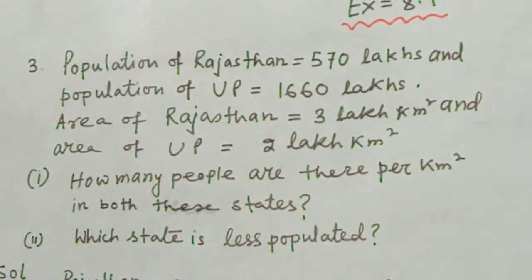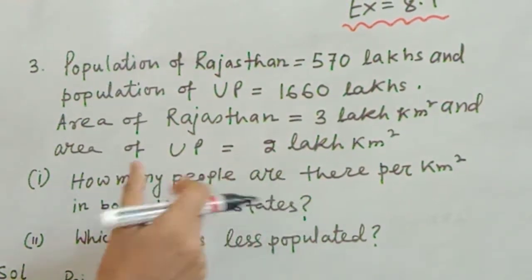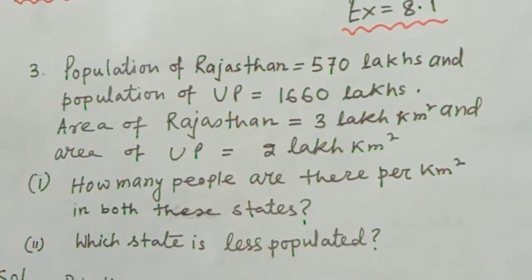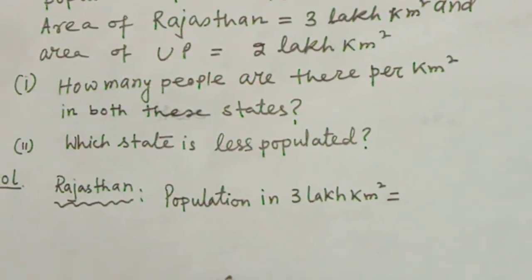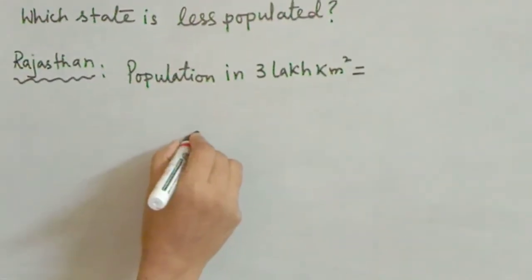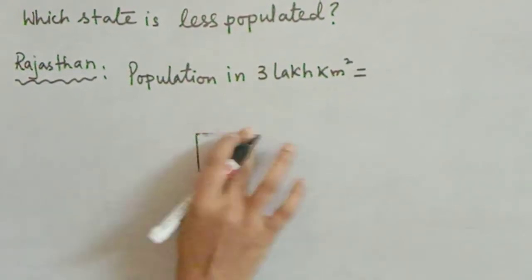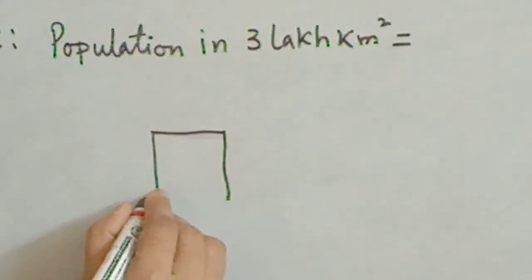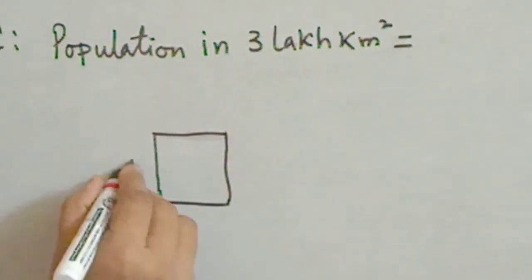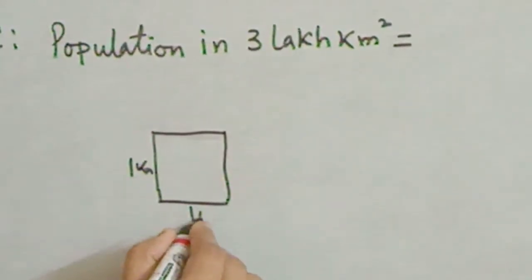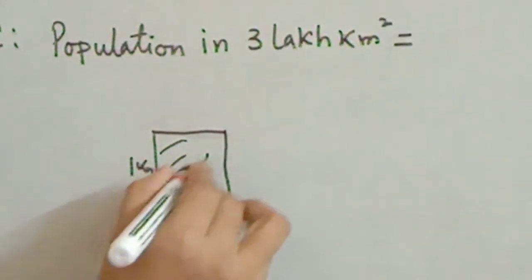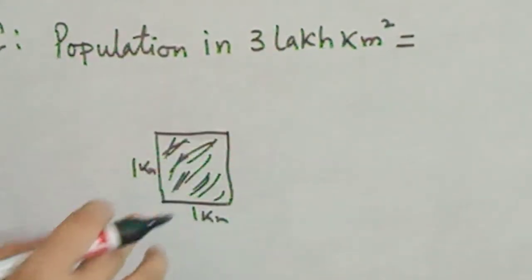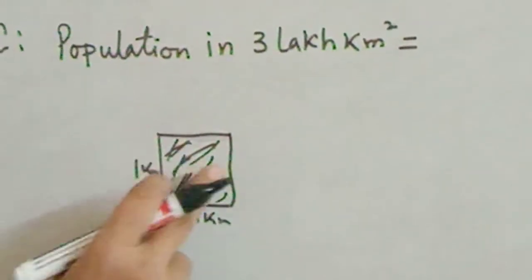So you have to find the population per kilometer square for both the states. Now what do you mean by kilometer square? Say it is one area which is 1 kilometer and 1 kilometer. It is a square whose sides are 1 kilometer. The area inside the square is known as 1 kilometer square.